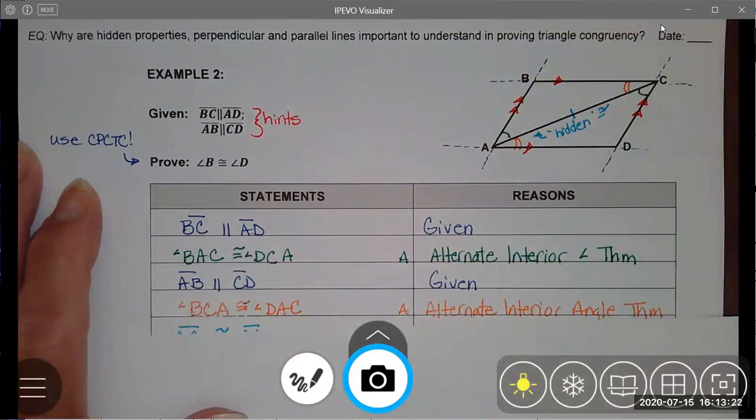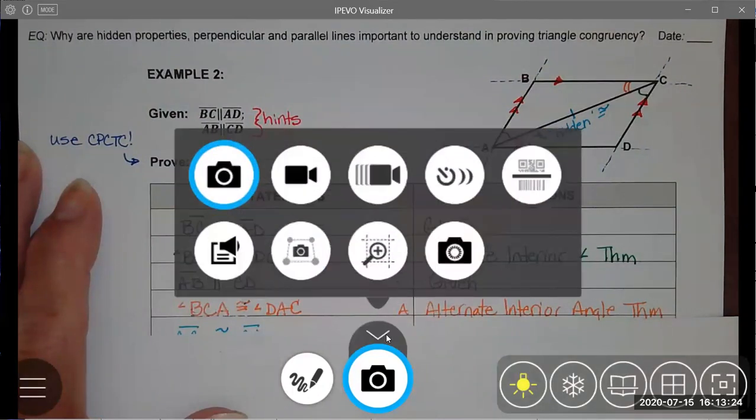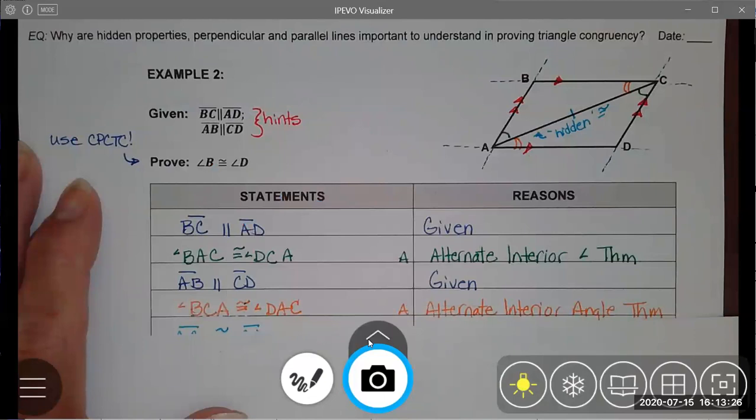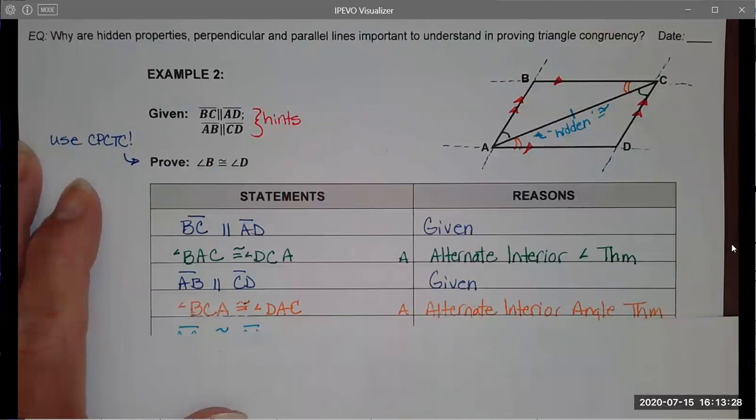Why that big old thing is up here is beyond me. Go away. Whoa, that didn't go away. All right, we're just going to pretend it's not there. There we go. All right.